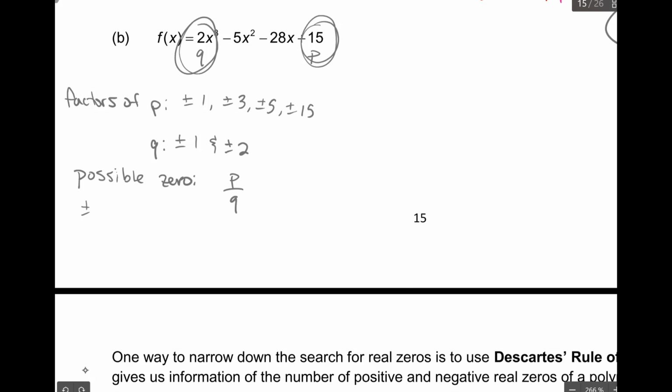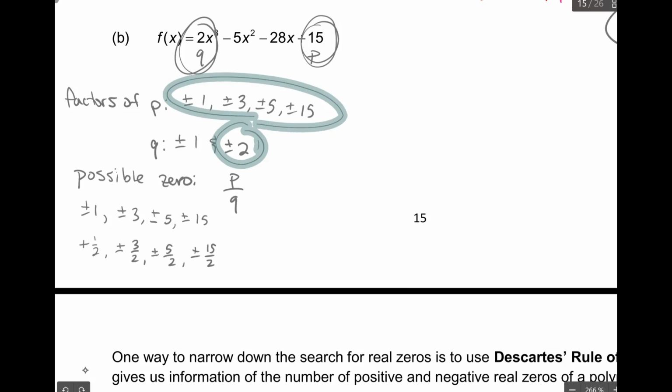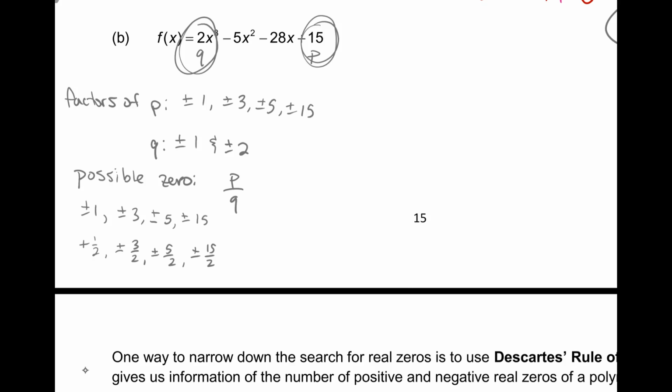So I have ±1, ±3, ±5, ±15, because that's if I divide everything up here by 1. And then I also have ±1/2, ±3/2, ±5/2, and ±15/2, because that's when I take 2 and divide everything up there by it. Okay, awesome. So we found all the possible zeros.